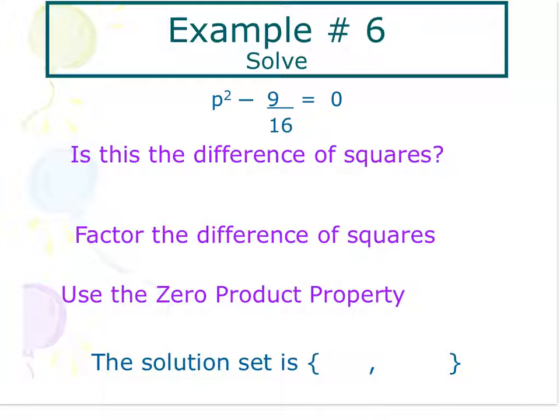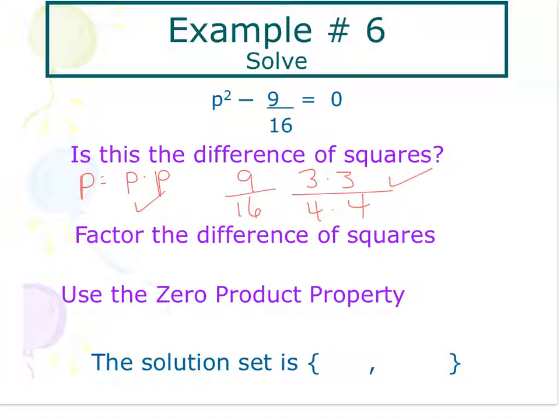Alright, here's a crazy looking problem. P squared minus 9 over 16. Now is this the difference of squares? Well, let's see. P is equal to P times P, so yep, that's perfect squares. And if you look, 9 is 3 times 3, and 16 is 4 times 4. So 9 over 16 also has to be a perfect square.